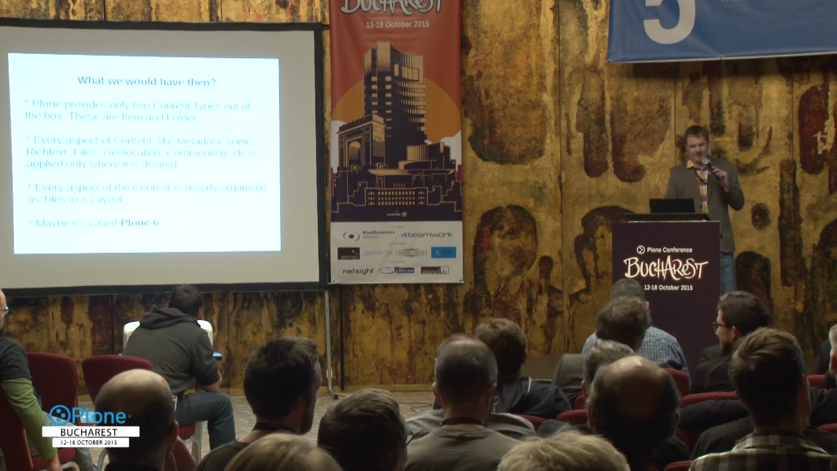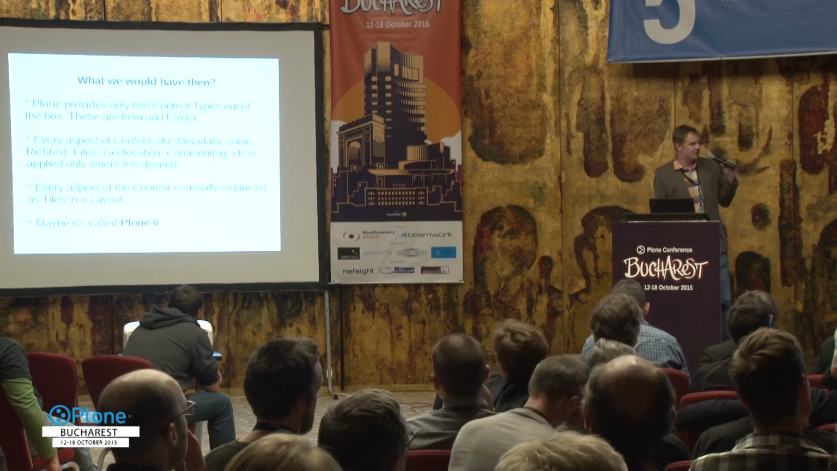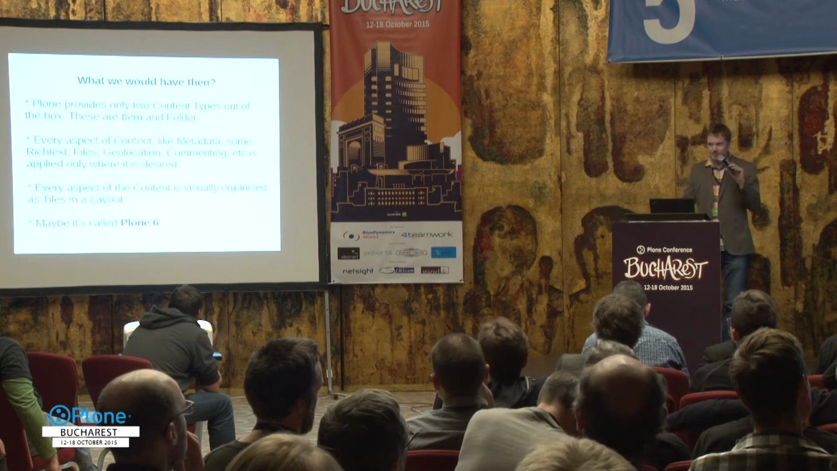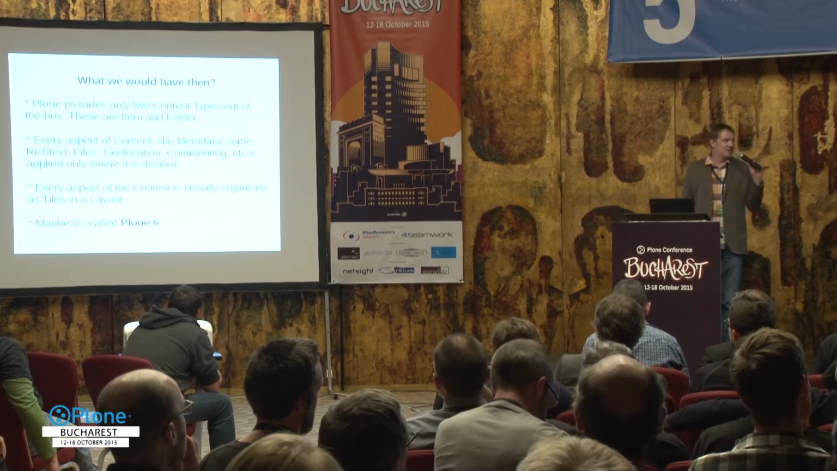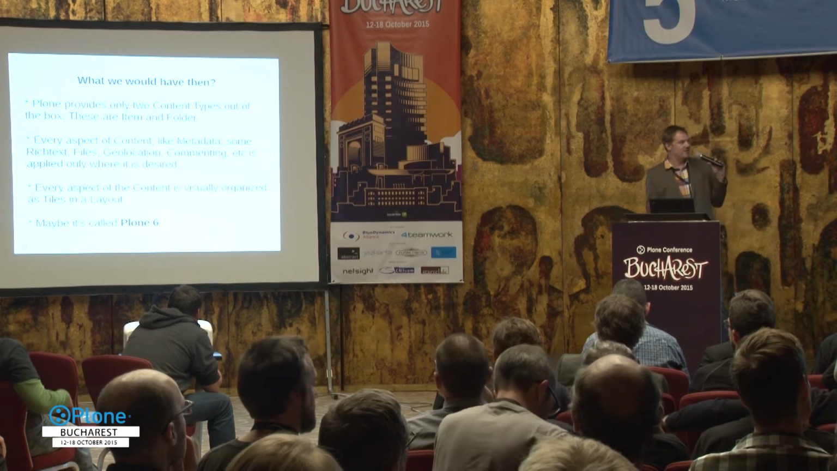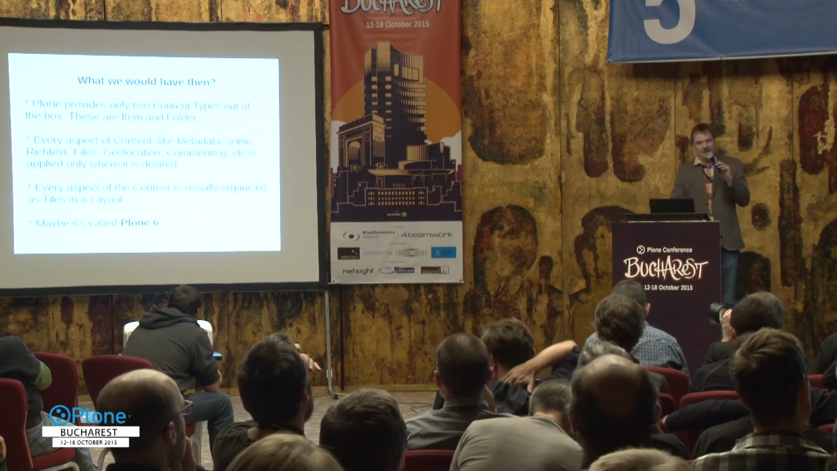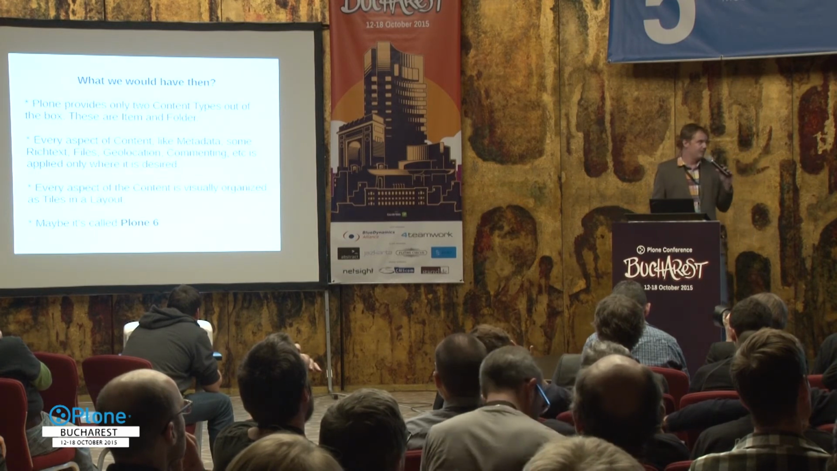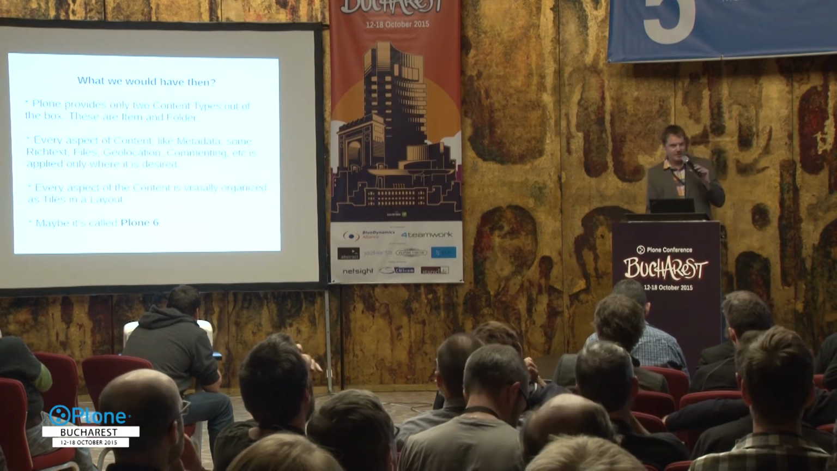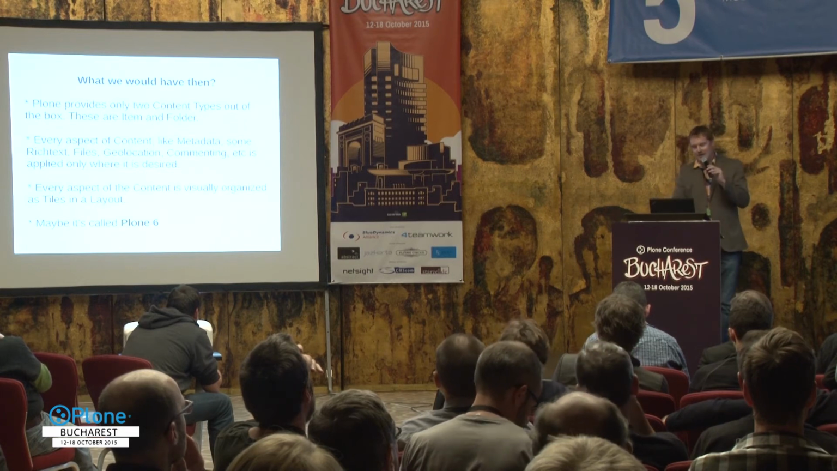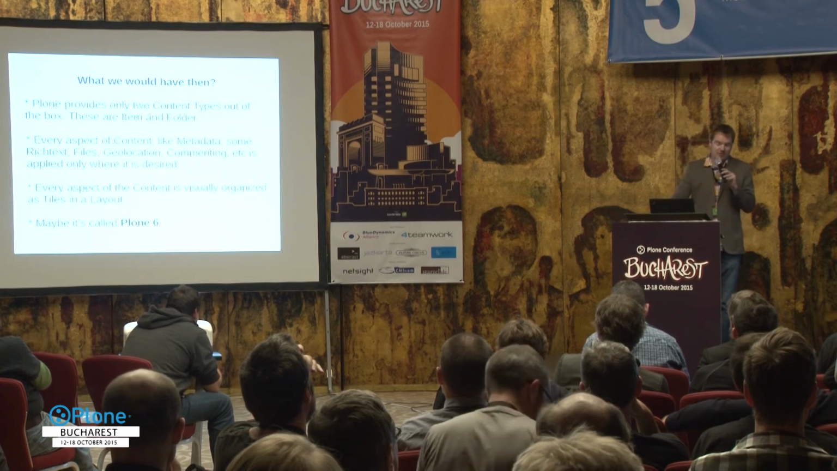And what would we have then? Plone might provide two content types out of the box: folder and item. Every aspect of content, metadata, rich text, files, images, geolocation, commenting, staging, whatever, is applied only where it is desired, by instance and not by type. And every aspect of content is visually organized as tiles in the layout. And to be a little more moderate in my expectations about the next Plone version, maybe it's called then Plone 6.